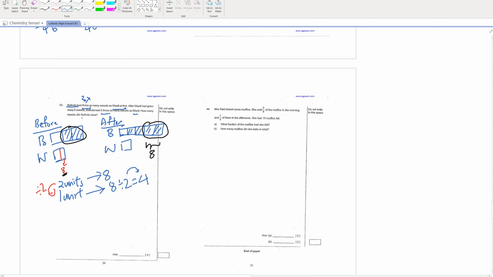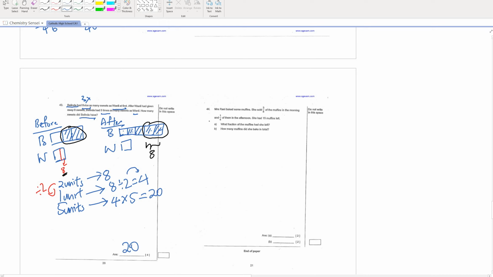How many sweets did Belinda have? Now Belinda has 1, 2, 3, 4, 5. Belinda has 5 units. So 4 times 5 is 20. So the final answer is 20.